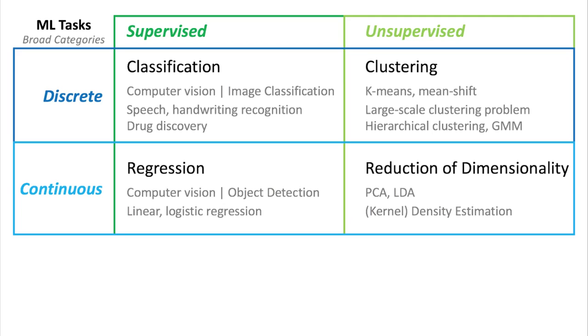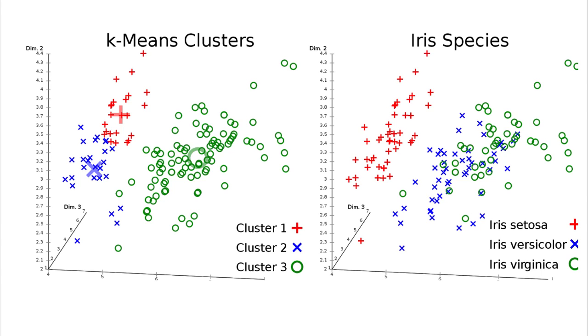So the broad ML categories are discrete and continuous. This is for y, the thing that we want to predict. Supervised and unsupervised learning depends on whether we know y or not. In classification, you have computer vision, image classification, speech, handwriting, drug delivery. In continuous, you have computer vision, object detection, linear and logistic regression. In unsupervised clustering, you have k-means, mean shift, large-scale clustering problems, hierarchical clustering, and GMM. In continuous and unsupervised, you have PCA, LDA kernel, and density estimation.